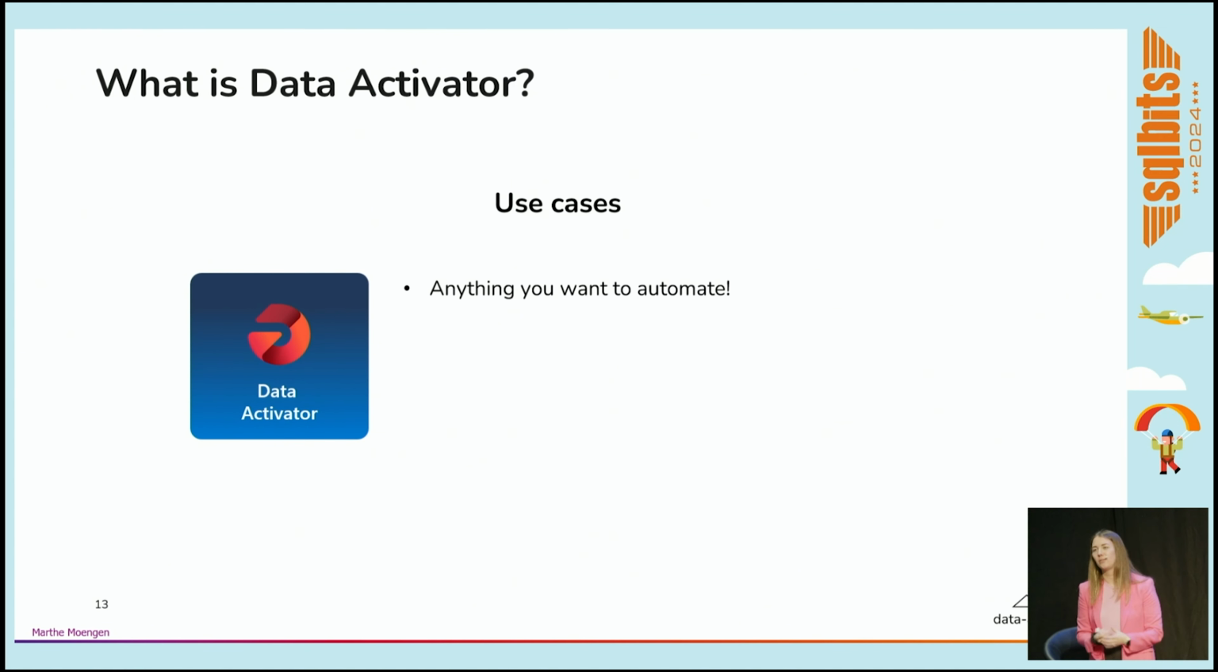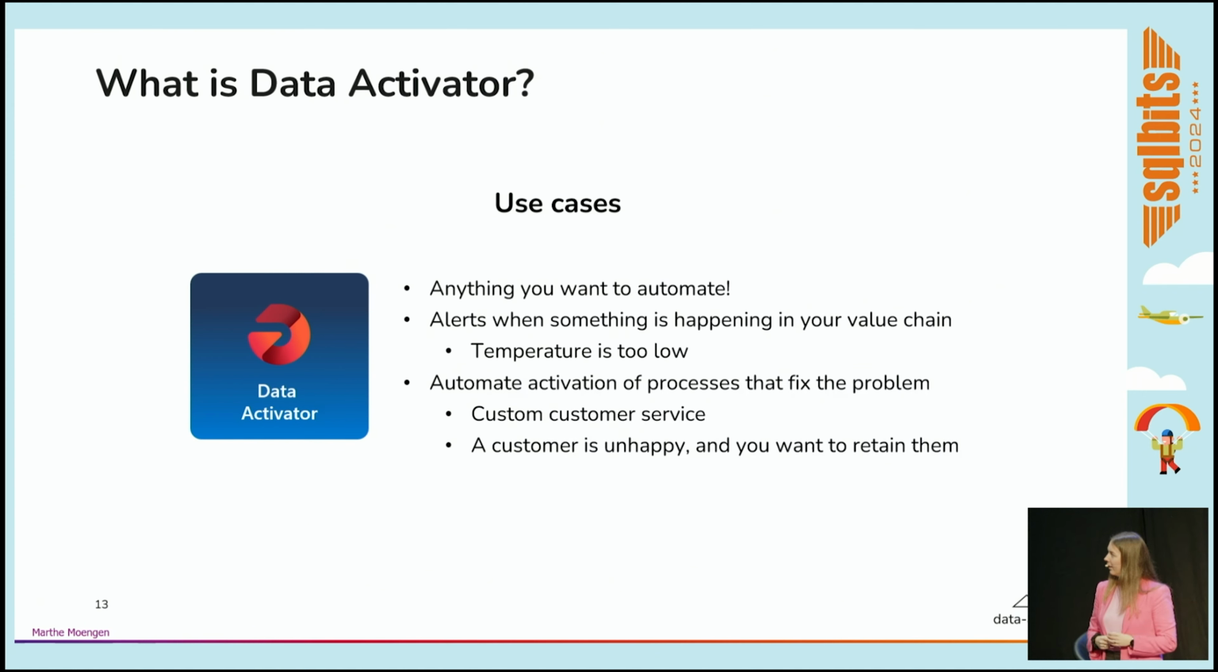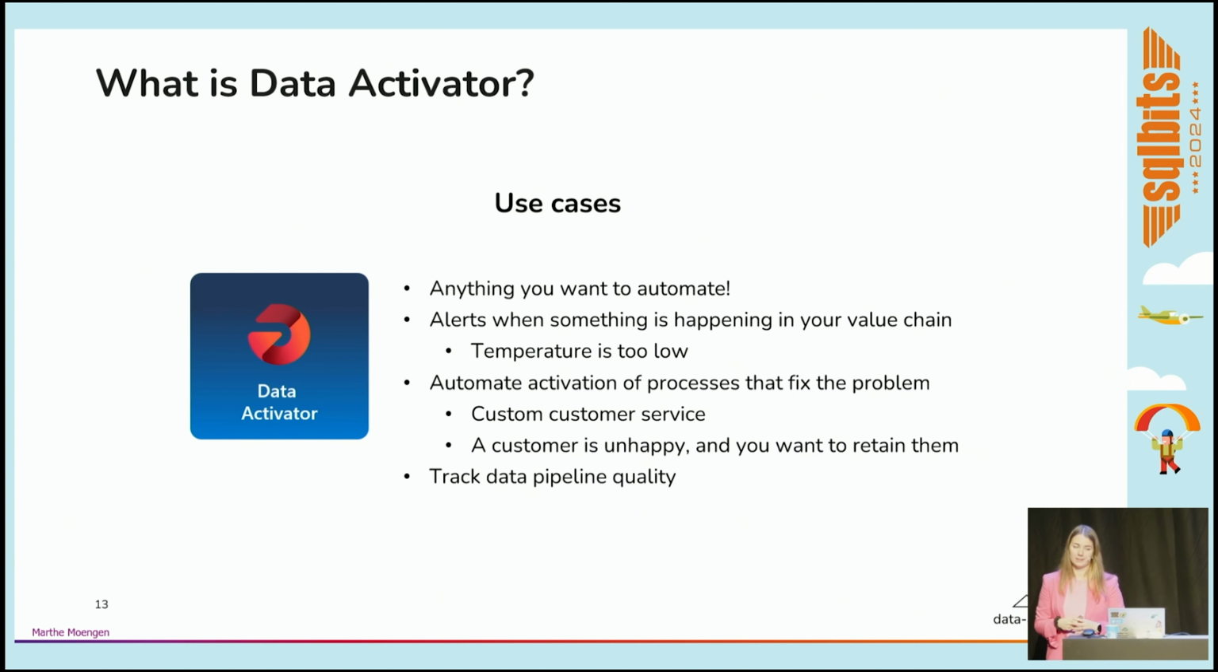Okay, so use cases. Well, anything you want to monitor and automate, you can use Data Activator for, right? You need to be creative with this one. There are so many things that you can use it for. It could be alerts when something is happening in the value chain, something a bit operational, streaming data, that type of thing. Or if you want to automate something that you know would fix the problem every time, for instance, rerunning something, solving an issue.